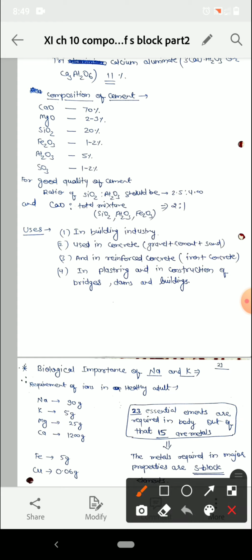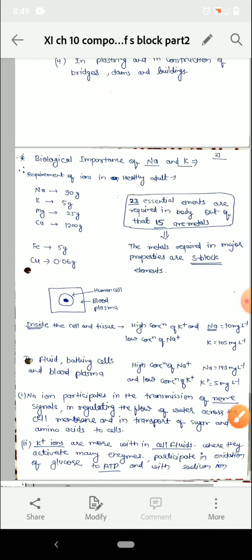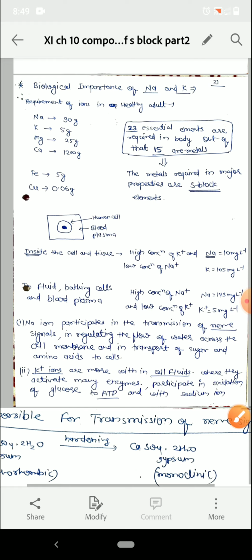Uses, so you all know about the uses of cement. It is used in the building industries, in concrete, gravel plus cement plus sand, and in reinforced concrete, iron plus concrete, and in plastering, and in construction of bridges, dams, and buildings. Okay, in all building material cement is used. Nowadays cement is a very essential material for construction purposes.